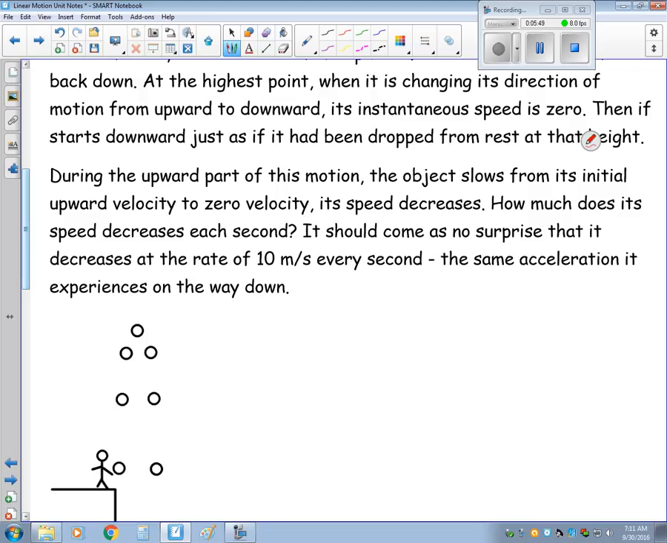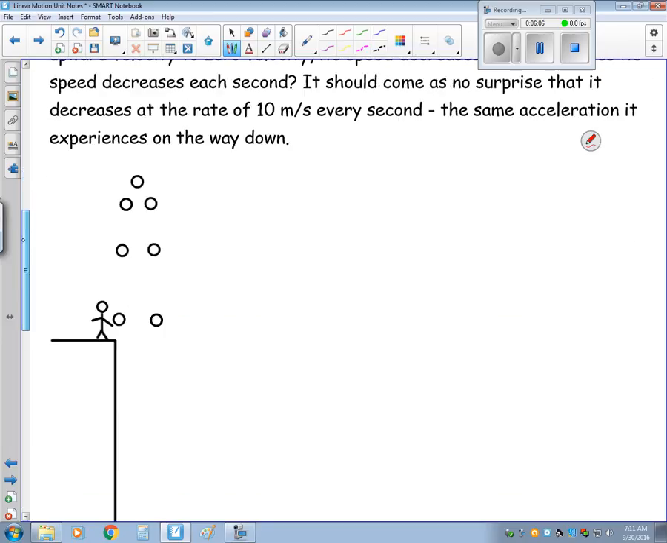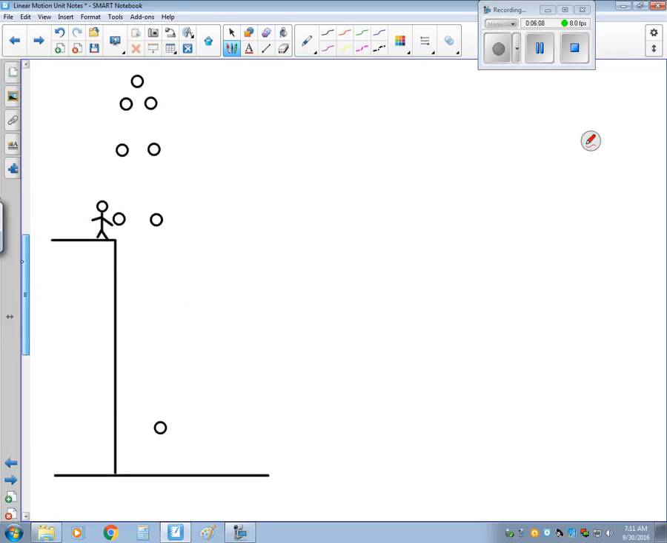Now, there is symmetry in nature, so it shouldn't come as any surprise that the speed decreases by a rate of 10 meters per second every second. The same as the acceleration it would experience on the way down. So let's take a look at an example here. This is a person standing on a building throwing a ball, and the location of the ball represents 1 second.